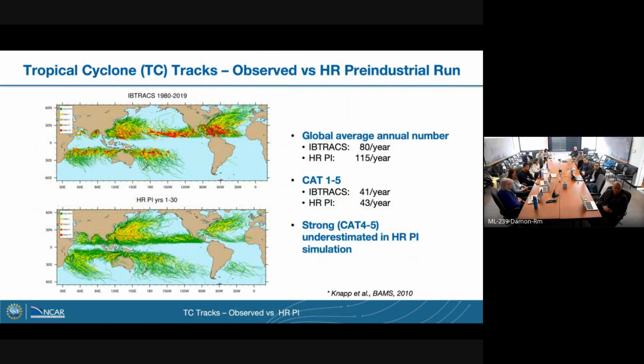In terms of tropical cyclone tracks, again, the top is the observed and the bottom is the PI simulation. In terms of global average annual number, it's about the same between the two. We do well on that. Also, in terms of the Cat 1 through 5, 41 in IBTrACS, 43 in the high res. But you can kind of tell here by looking at the maps, those darker reds are category 4 and 5. And you can see that they're underestimated in the high res PI, possibly because it's pre-industrial, but IHESP also found that's true in their simulations.